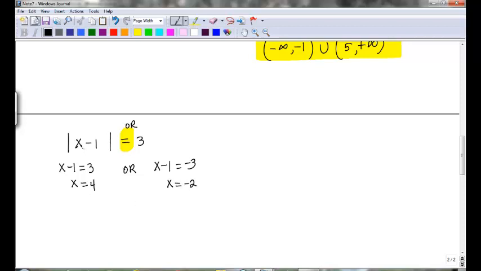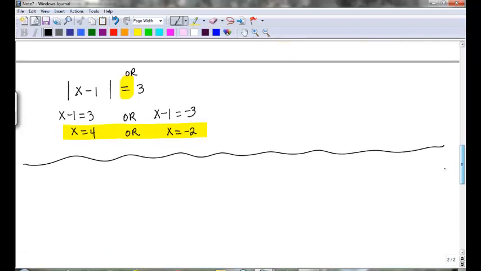And if you sub those back in, 4 minus 1 would be 3. The absolute value of that's 3. You put negative 2 in, negative 2 minus 1 is negative 3. Absolute value of that is 3. So your final answers on this one would be x equals 4 or x equals negative 2. You do need the or statement. Any equal sign is going to be an or statement.